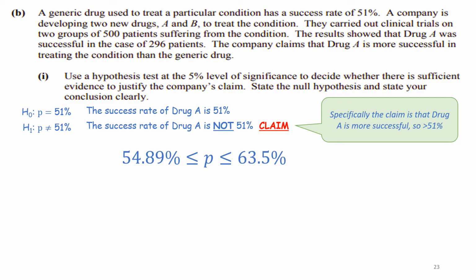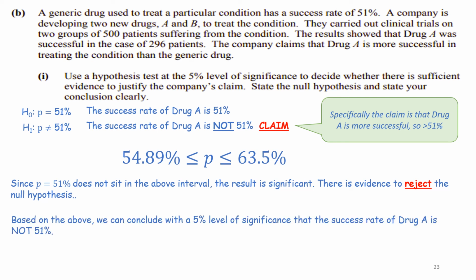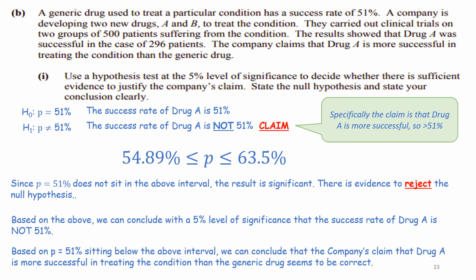Okay, so looking at that as an interval, what does that tell us? Let's look at this with regards to our 51%. 51% does not sit in the above interval, so the result is significant, so there's evidence to reject the null hypothesis. Now, that helps us so far. It means it's not 51%, but remember the claim was a little bit more specific. So based on the above, we conclude with 5% level of significance that the success rate of drug A is not 51%, but also based on 51% sitting below the above interval, we can conclude that the company's claim that drug A is more successful in treating the condition than the generic drug seems to be correct.